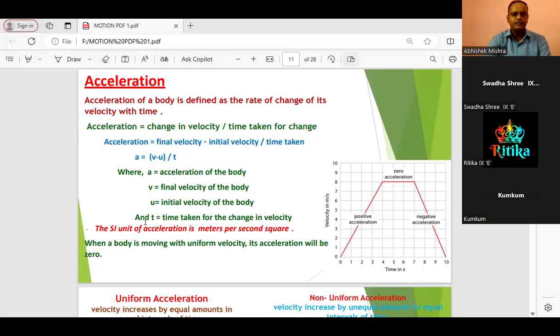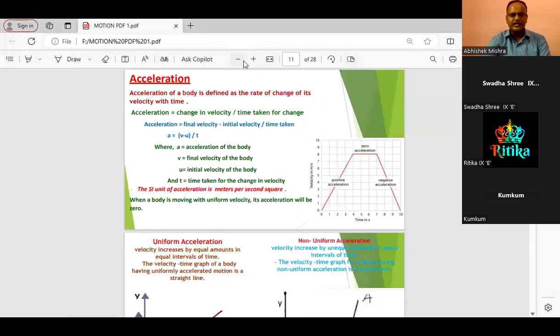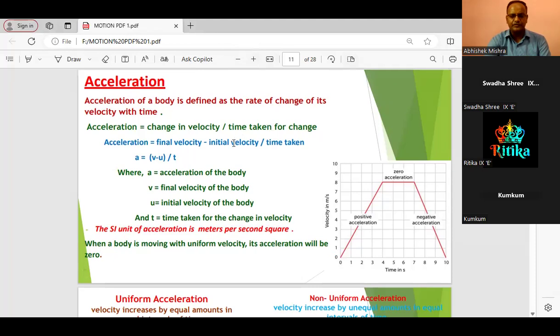Now, students, all of you look at this graph on your screen. On one axis, we have plotted the velocity, and on the other axis, we have plotted the time. When the velocity increases with time, this is called positive acceleration. When it reaches the plateau stage, that means stagnant, this is called zero acceleration.